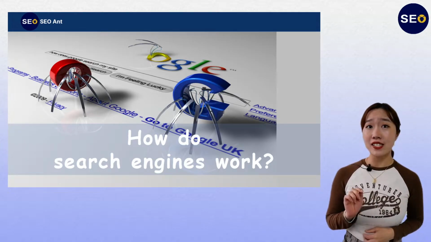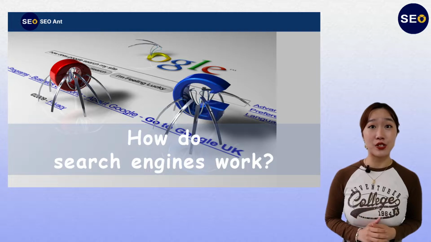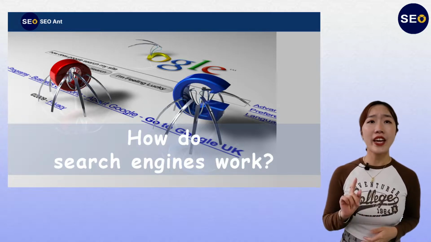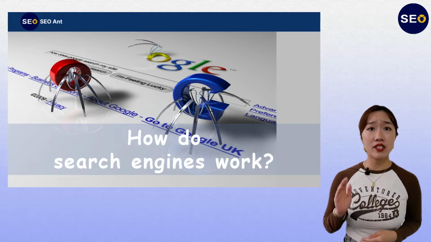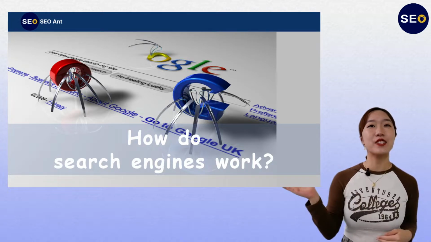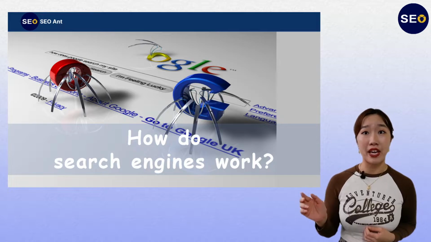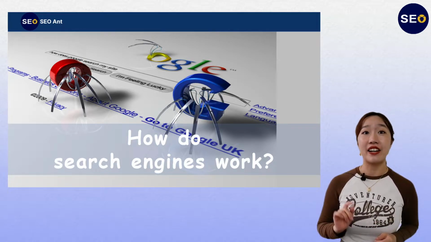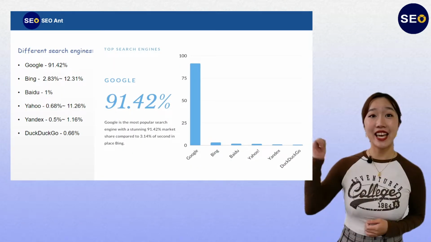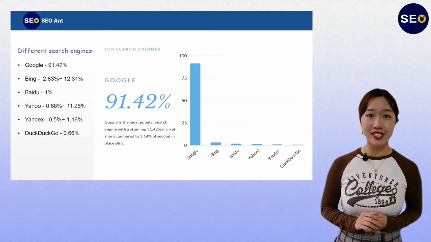To understand what SEO, short for search engine optimization, is, we have to take a look at what search engines do first. In this video, we are going to talk about how search engines get the information they need to make their list of results. So let's take a look at some search engines.